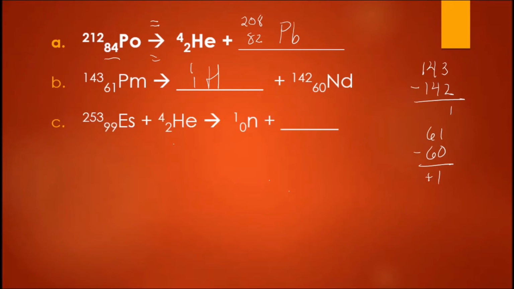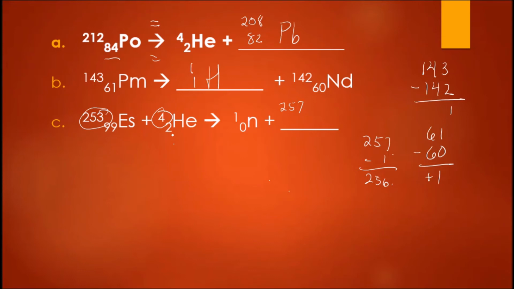Maddie, thank you for volunteering to do the next one. 253 plus 4 is what? Maddie. 253 plus 4 is what? Okay, so 257. So we need to make sure that 257 adds up. So 1 plus what is 257? So 256 plus 1 is 257.